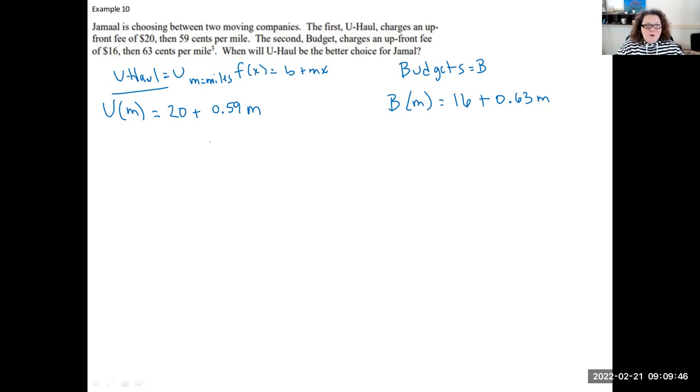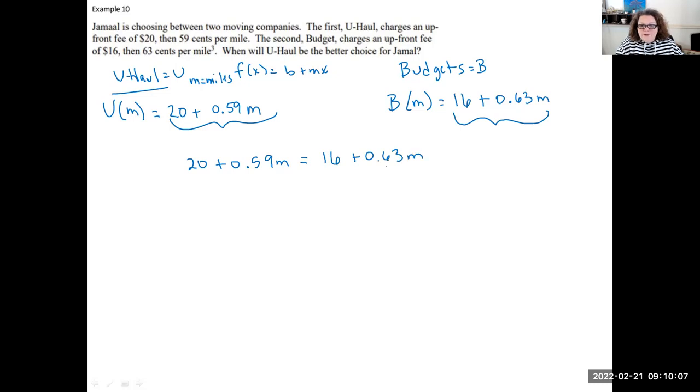So if we want to know where they're equal, I need to just set them equal. This part of the function is equal to this part of the function. So 20 plus 0.59 miles is equal to 16 plus 0.63 miles. All right, I'm going to solve for M. To do that, I'm going to put all my M's together and move my whole numbers together. So I'm going to subtract 0.59 M from both sides.